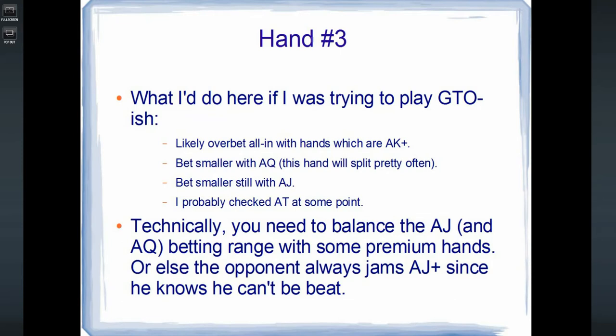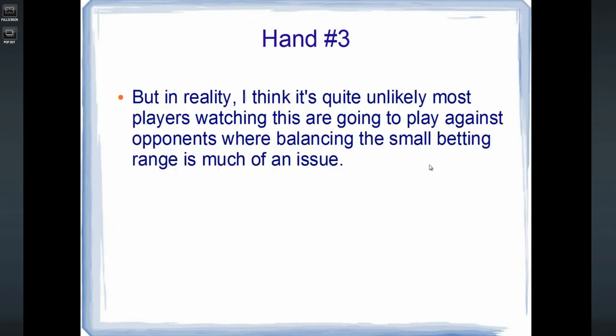But if I start betting smaller with some ace king or better as well, then that's going to make you unable to raise me as effectively with your ace jack or ace queen, because now my small betting range includes a lot of ace jack, a little bit of air, and a little bit of premium hands, and it's very risky for you to raise with your ace jack or ace queen because then you end up getting stacked by my premium hands. So just be aware of this. You would technically need to balance these small betting ranges. But in reality, I think it's quite unlikely most players watching this are going to play against opponents where balancing the small betting range is much of an issue.